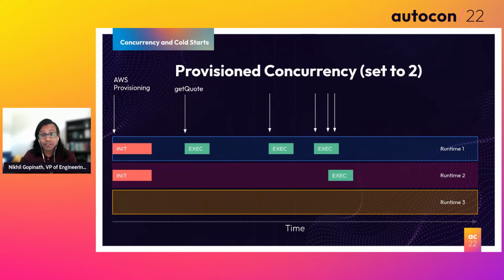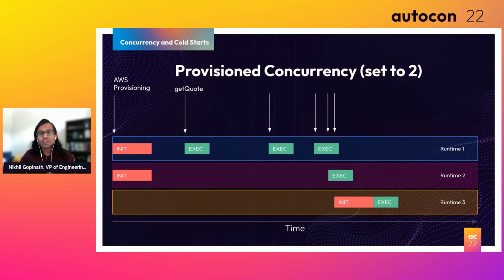So now AWS has to go back to the previous technique of spinning up a new runtime environment for the invocation, and the fifth customer experiences a cold start before the function is actually executed. So provisioned concurrency does help eliminate cold starts, but it doesn't do it 100%, right? Now you could set provisioned concurrency to 3 in this particular case, and you could have eliminated the cold start for the third customer as well.